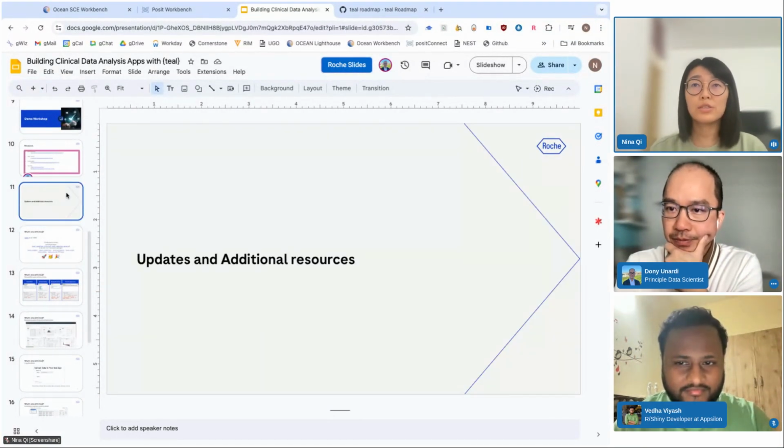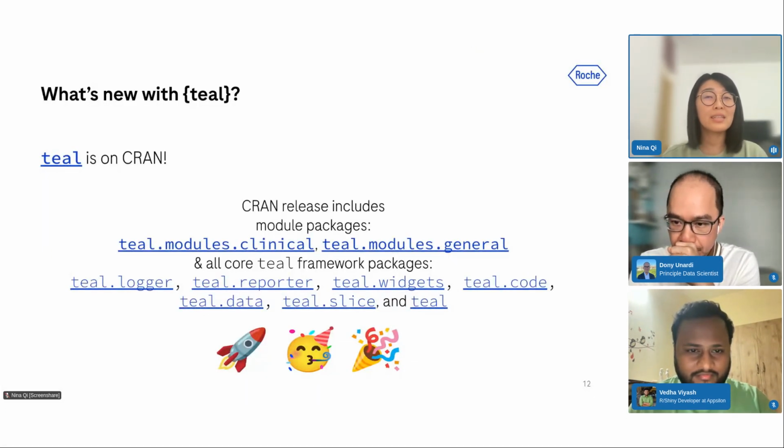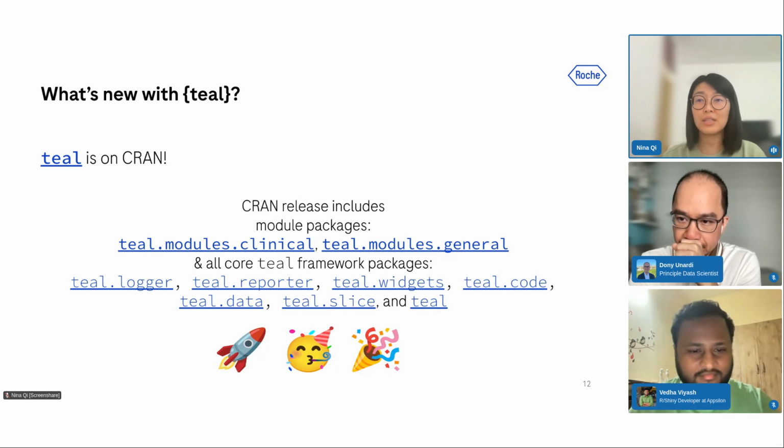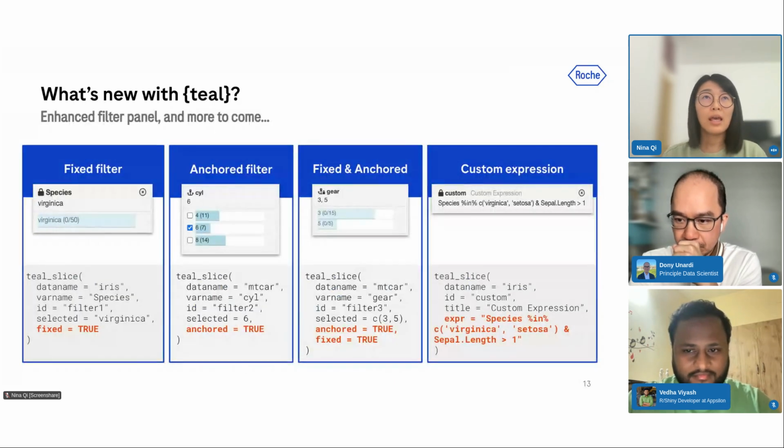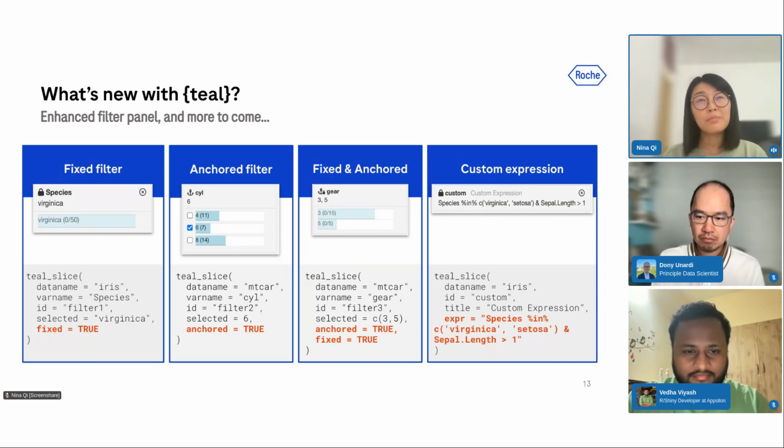So I think just some updates from our end. As everybody is already aware, teal is on CRAN, and we have all of the related packages as well as a selection of module packages available to download from CRAN. And as you probably have seen within the demo, the teal filter panel is a very widely used feature for teal. Based on our user feedback in the past years, we've redesigned the filter panel and enhanced its customization capabilities as well as its flexibility.